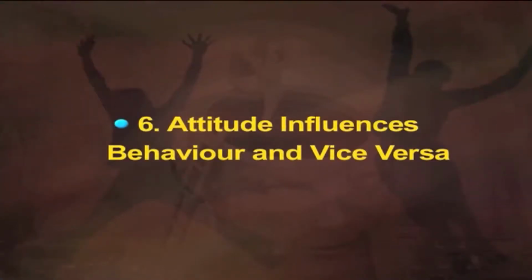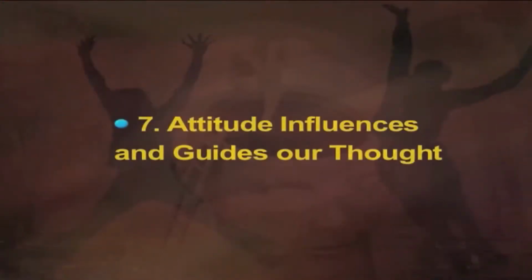Attitude influences behavior and vice versa. The person holding an attitude demonstrates behavior that is consistent and compatible with the attitude. The relationship between attitude and behavior can be influenced by factors including qualities of the behavior, person, situation in which the behavior is exhibited, and the attitude itself. Attitude influences and guides our thought.